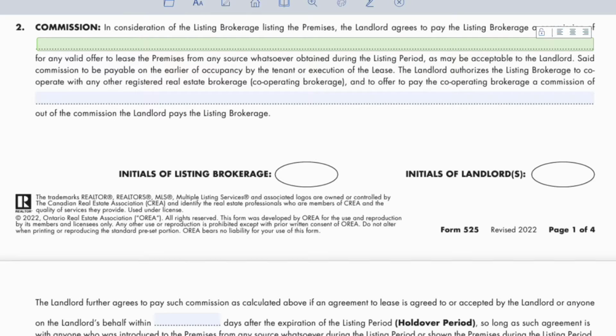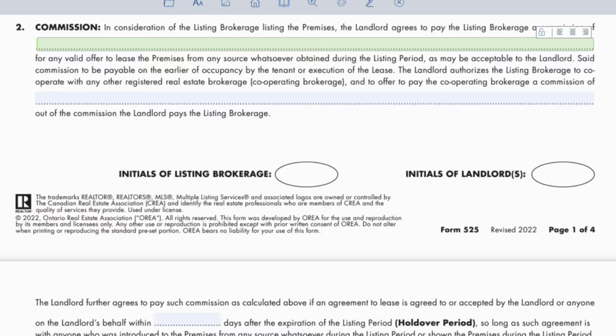Yeah, you would get a substantial upfront deposit. You'd get the first and last month's rent. Put it into your real estate brokerage trust account, and that should be enough to cover your commission. Okay, great. All right, perfect.